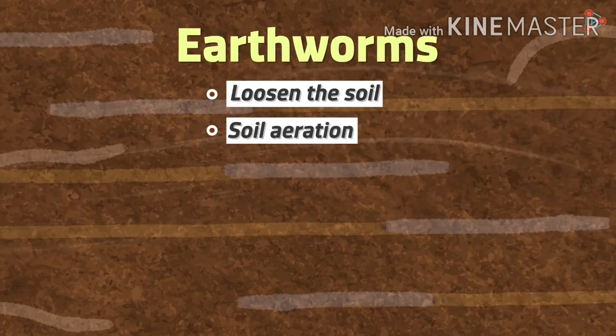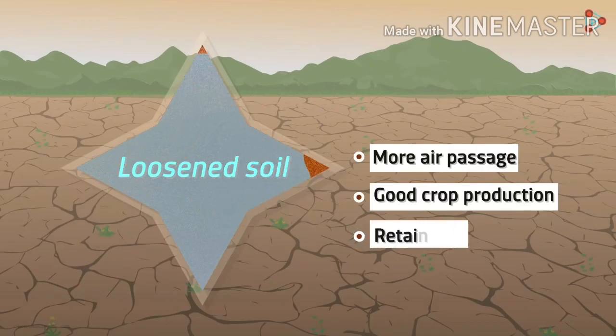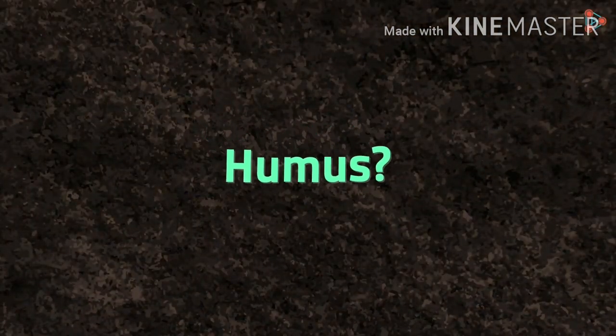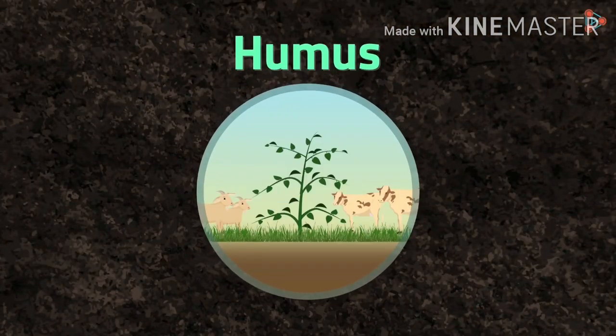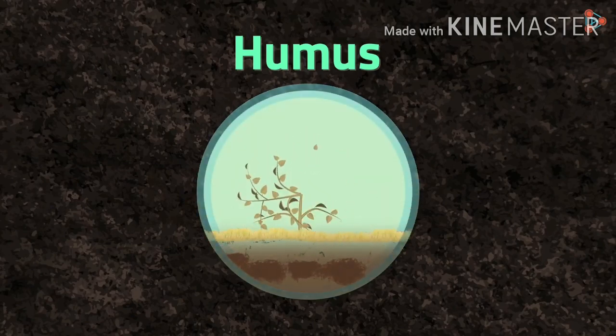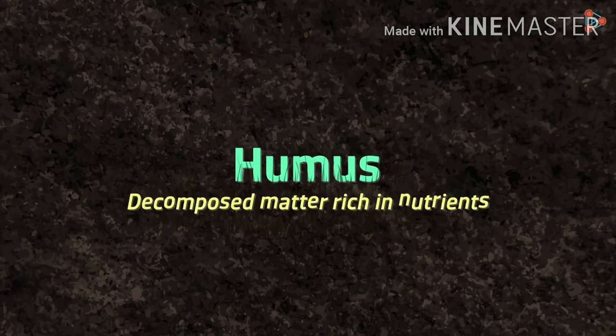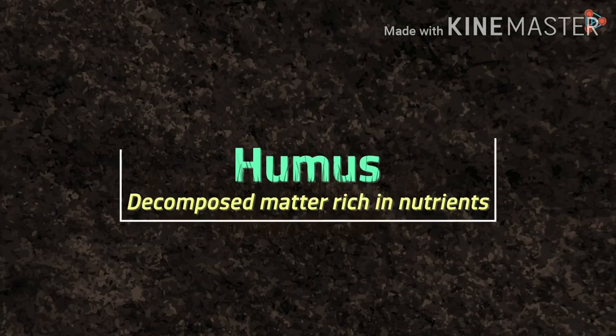Do you know another advantage of loosening of the soil? It also helps the soil to retain water. It then leads to the growth of favorable microbes that help to produce humus in the soil. What exactly is humus? As we know, all living things die, their remains are decomposed, and nutrients are returned back to the soil. The microbes help in this process of decomposition. This decomposed matter is rich in nutrients and is known as humus. It is what plants depend on for nutrition.